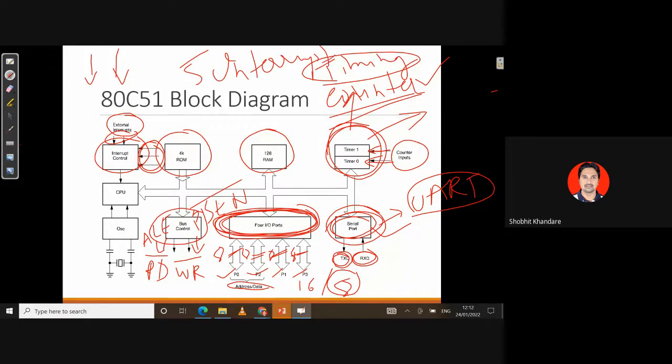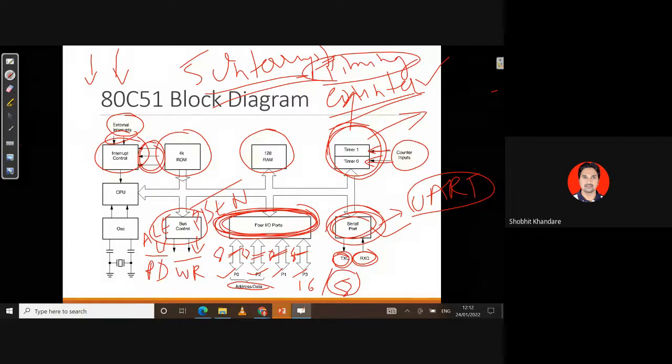Total 5 interrupts. To control those interrupts we have a dedicated block which is called interrupt control. Which is the other block?